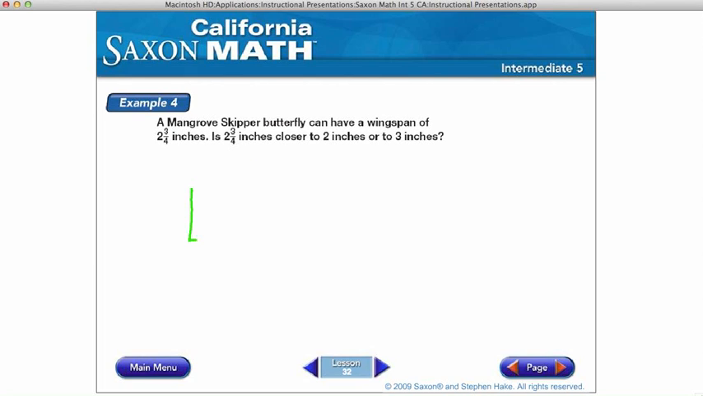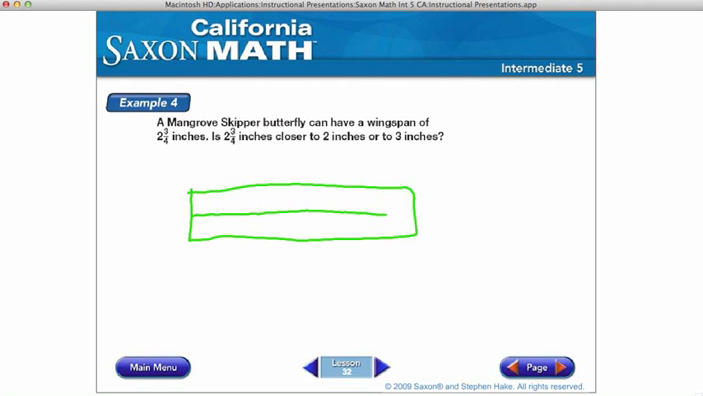So if I have my ruler, okay, 1, 2, okay, so 1, 2, 3. I have 2 3/4. Is that closer to 2 inches or closer to 3 inches? And it is closer to 3 inches.